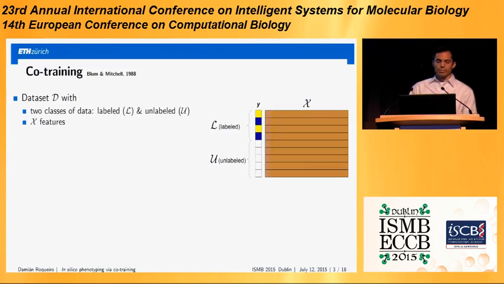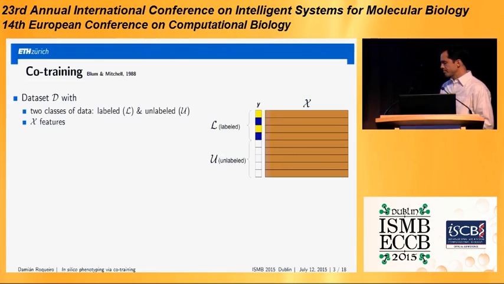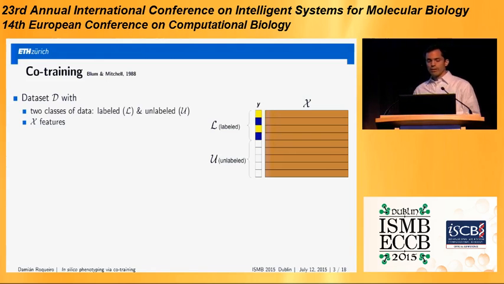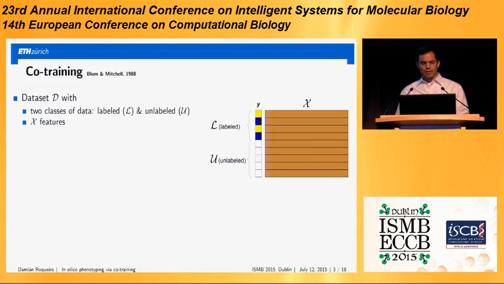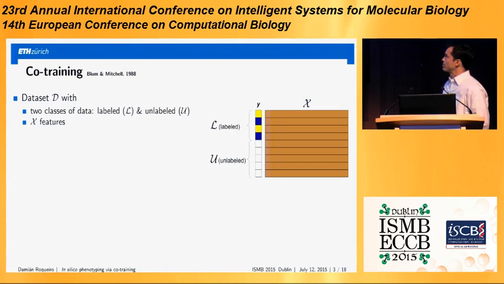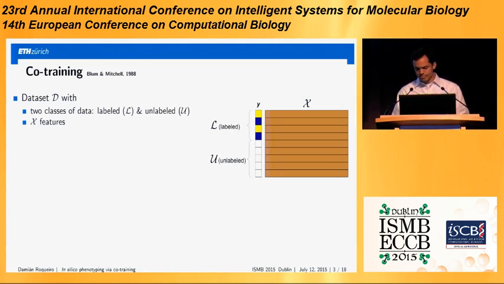The main idea is that we have a data set that can be divided into two types of data, what we call the labeled data and the unlabeled data. In this case, each data point can be described by a set of X features, and the label in this particular case is binary, either yellow or blue, and as you can see, some data points here do not have a label, and those are marked in white.